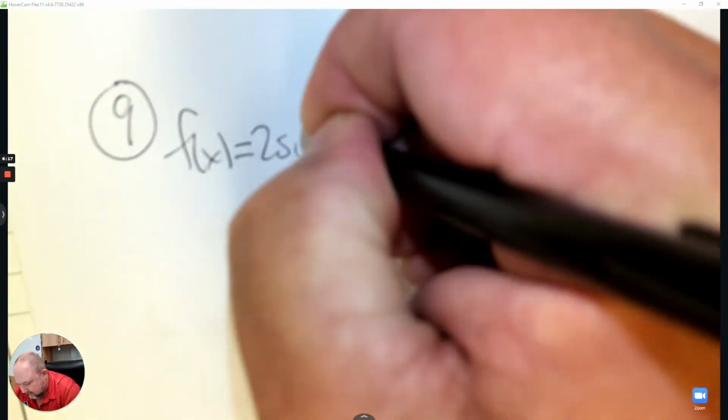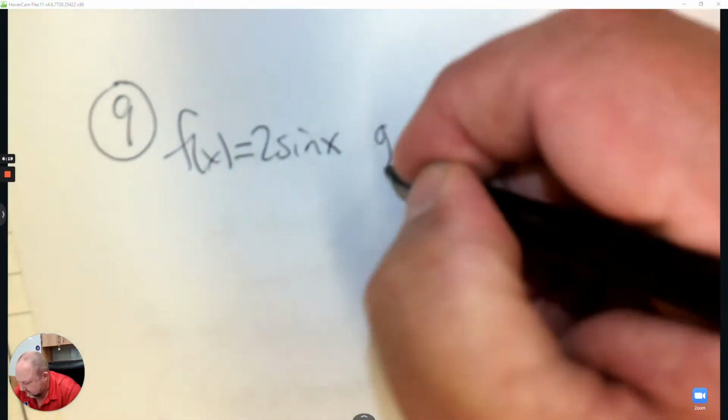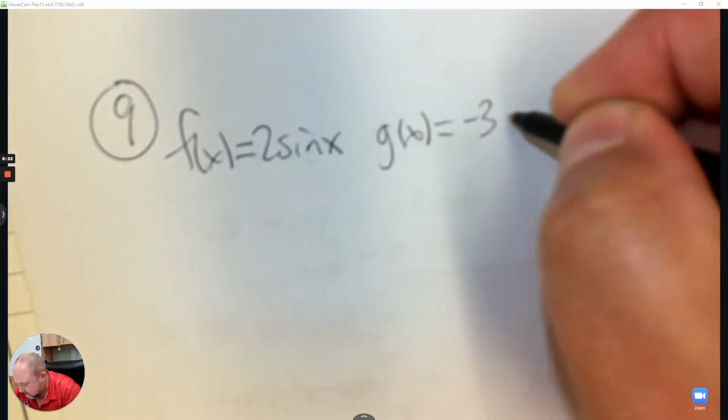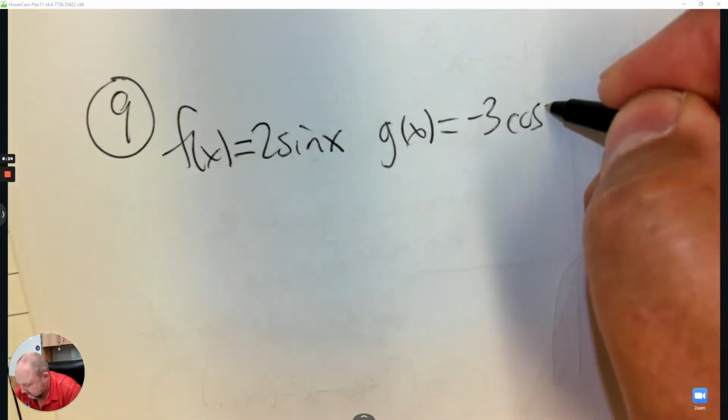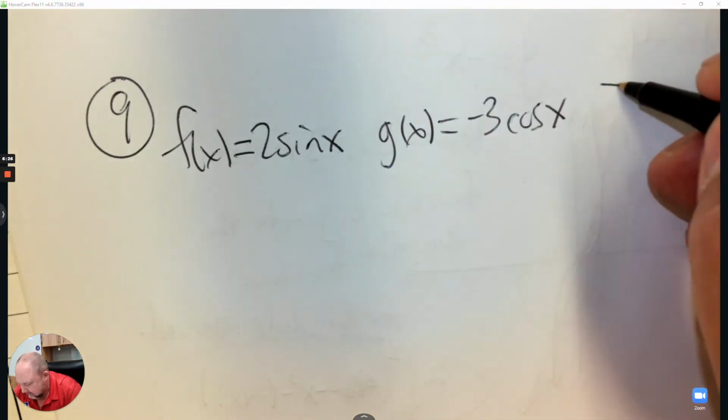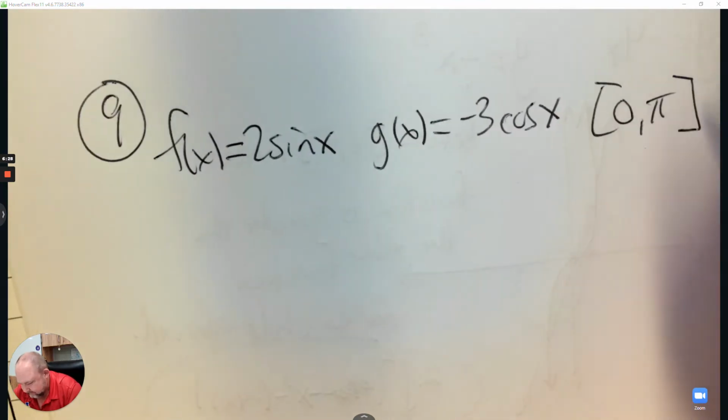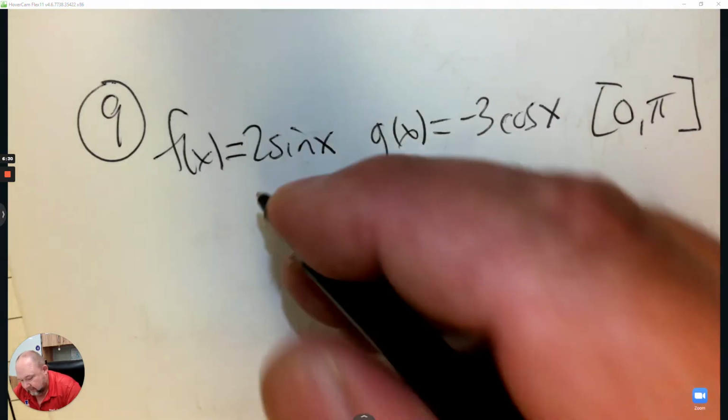Number 9. Use a calculator. That's good. To find the shaded area between the curves, f of x equals 2 sine x, and g of x equals negative 3 cosine x, from 0 to pi. Show an integral setup.